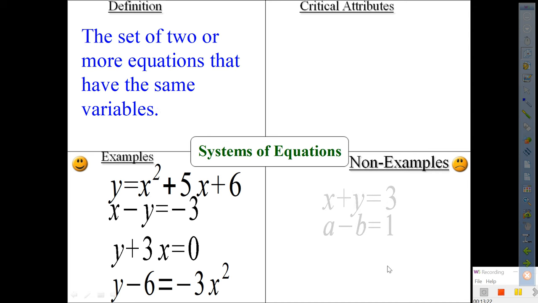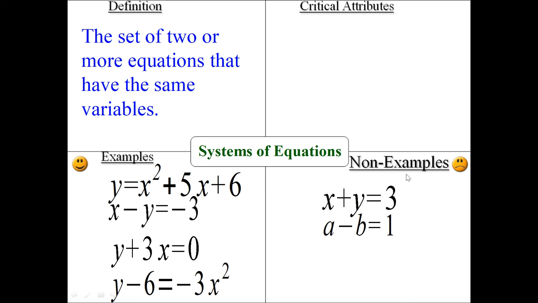Look at this non-example. Tell your neighbor why that one's not a system. Why is that one not a system of equations? So let's see. Do they have two or more equations? Yes. But do they have the same variables? No. That's why it's not a system.